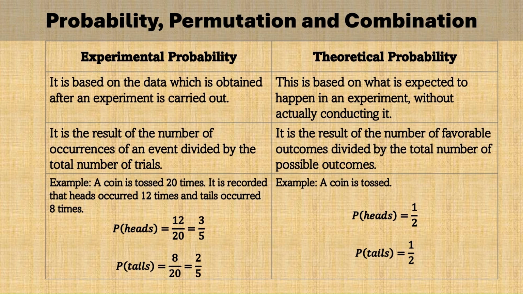Theoretical probability. This is based on what is expected to happen in an experiment, without actually conducting it. It is the result of the number of favorable outcomes divided by the total number of possible outcomes. Example: a coin is tossed. P of head is 1/2, and the probability of tail is 1/2.